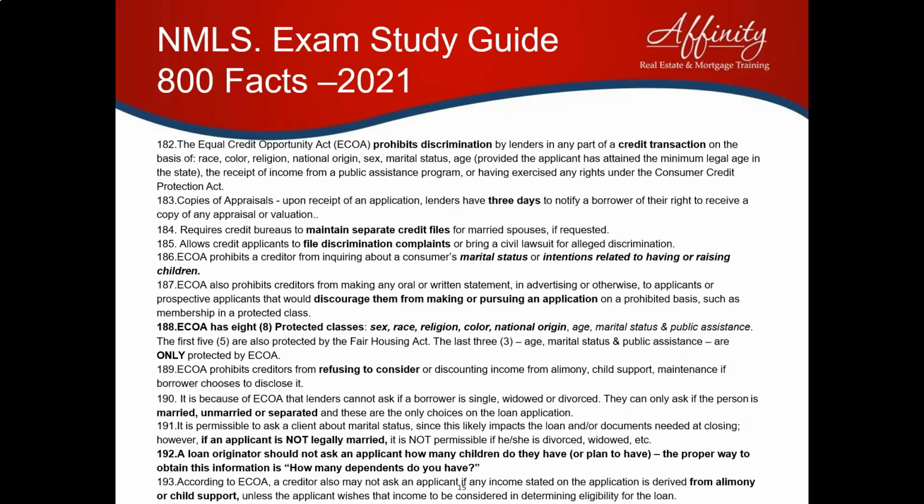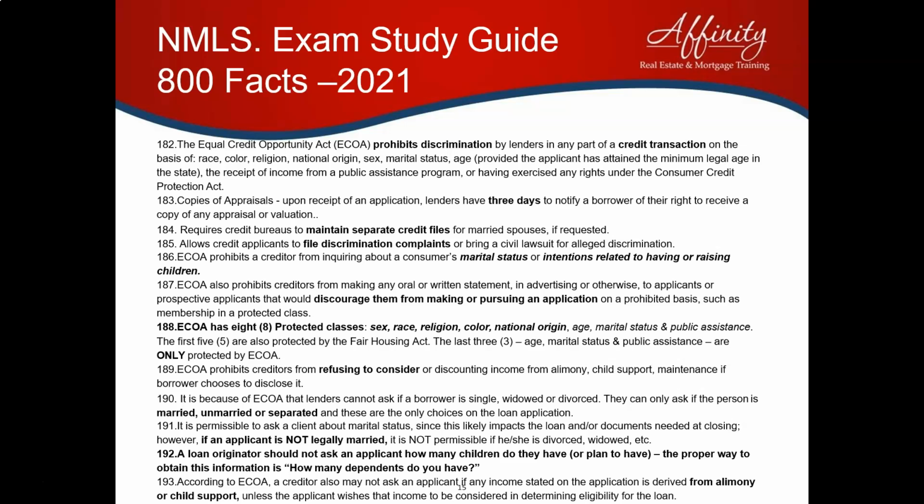Copies of appraisals: upon receipt of an application, the lender has 3 days to notify a borrower of the right to receive a copy of any appraisal or valuation. ECOA requires credit bureaus to maintain separate credit files for married spouses, if they want it that way. ECOA allows the credit applicant to file discrimination complaints or bring civil lawsuits for alleged discrimination. Remember, Reg B says they must be equal.